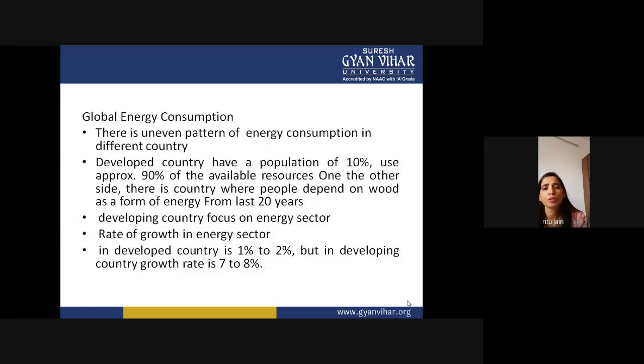Now, let's come to the next point, that is global energy consumption. There is an uneven pattern of energy consumption in different countries. It may be different in developed countries, and it may be different in developing countries. Developed countries, with a population of 10%, use approximately 90% of the available resources. On the other side, there are countries where people are totally dependent upon wood as a form of energy for the last 20 years. So it is different from country to country. Developing countries are focusing on energy sectors, and the growth rate of the energy sector in developed countries is 1% to 2%, but in developing countries the growth rate is 7 to 8%.